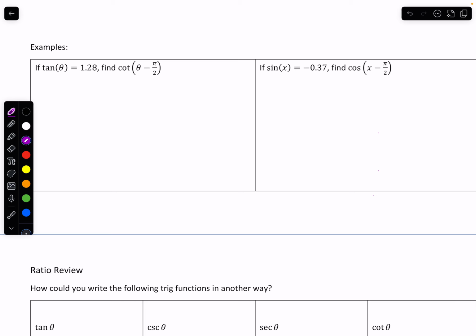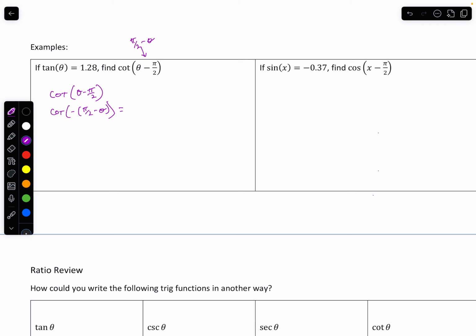So if tan of theta is 1.28, find cotangent of theta minus pi over 2. Well, this isn't quite the complement, right? I want to write this as pi over 2 minus theta. Then I can say the two things are equal. So I'm going to say that cotangent of theta minus pi over 2 is going to be equal to cotangent of, I'm going to factor out a negative, pi over 2 minus theta. Okay? So now this is the complement.